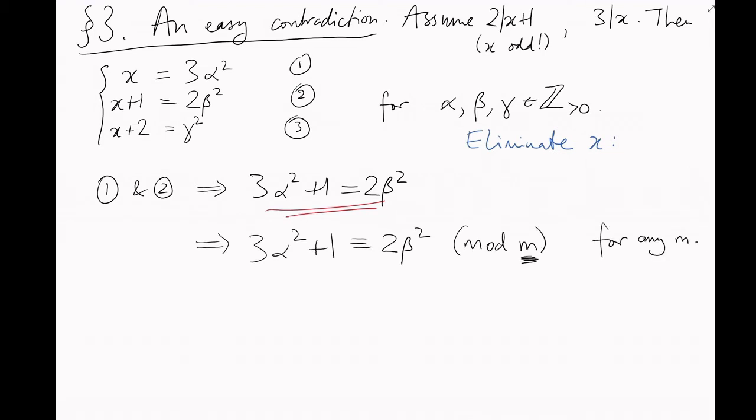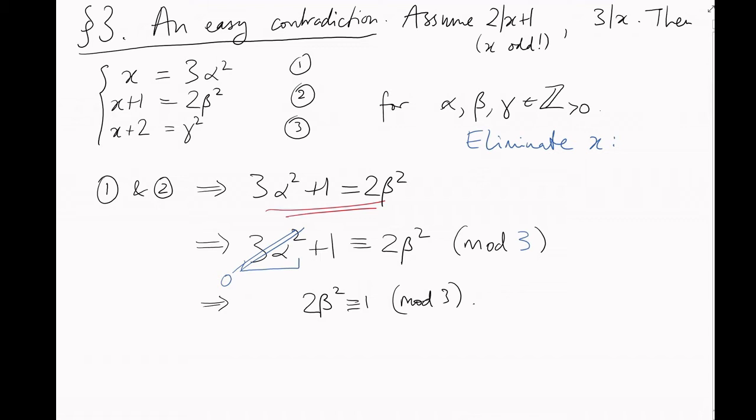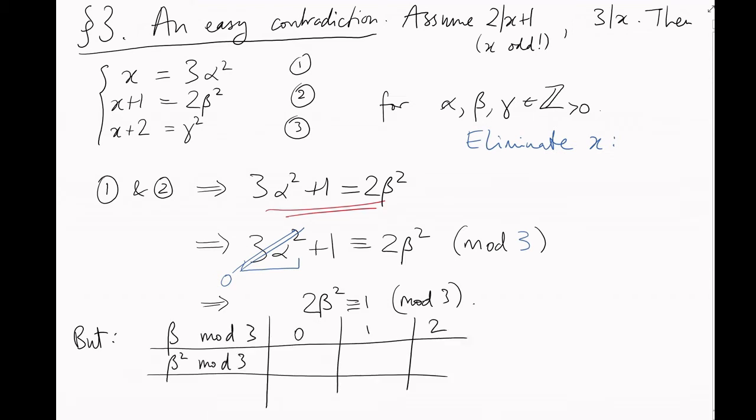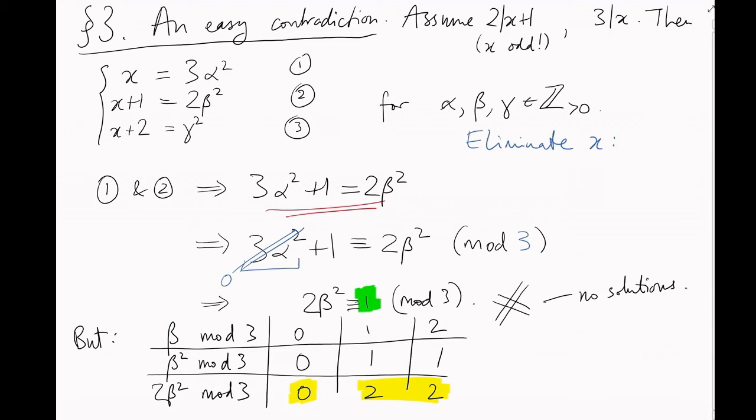And if we choose m equals 3, then this first term is always 0, so we effectively eliminate alpha from the equation. Mod 3, our equation reads 2 beta squared equals 1. But we've already seen, just by listing the possible squares mod 3, that this can't happen. The only possible squares mod 3 are 0 and 1, so the only possible values mod 3 for 2 beta squared are 0 and 2. So 2 beta squared can never equal 1 mod 3, and so we never get a solution to these simultaneous equations.